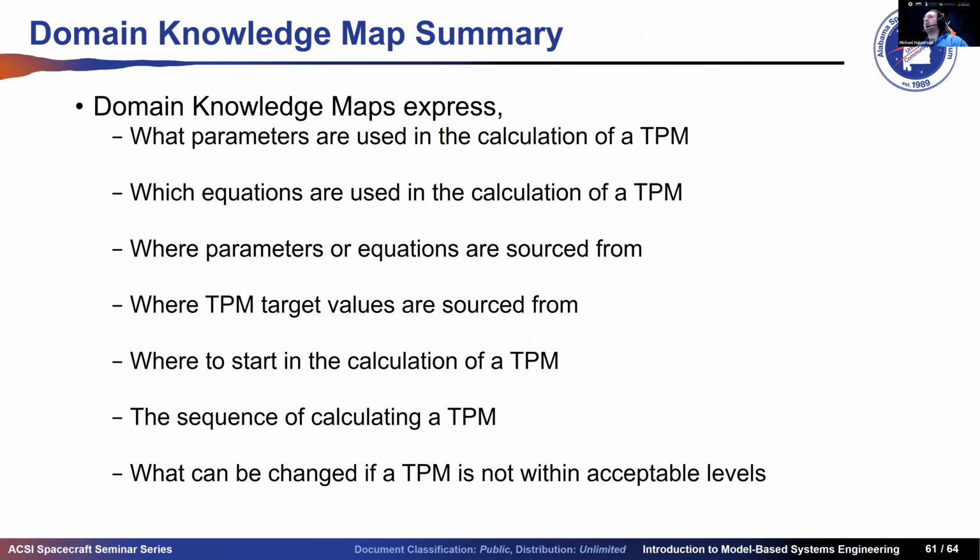So to summarize, when we use things this way, it defines what parameters there are, which equations there are, where those parameters and equations come from, where the target values for TPMs are sourced from, where to start. It all goes left to right, the sequence of calculating it after you've started, and let's say you get a result that is not within acceptable levels or you want to change something about it, what can you change?